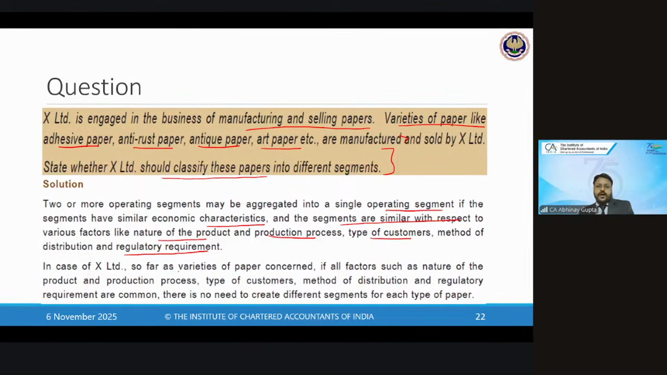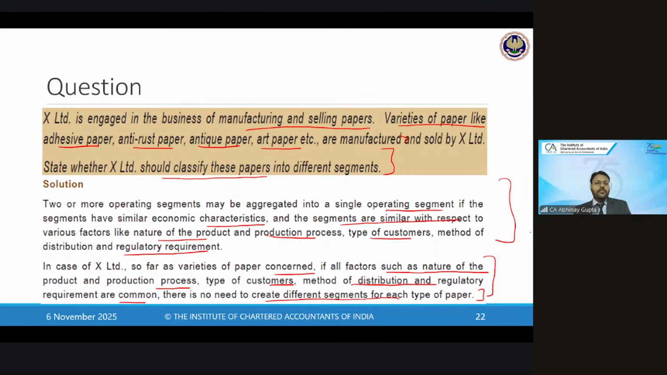In case of X Limited, so far as the varieties of paper are concerned, if all the factors such as nature of the product, production process, type of customer, method of distribution and regulatory environment are common, there is no need to create different segments for each type of paper, right? But if the production process is different and that is clearly established, or the nature of the customer is different, or the rules or regulatory laws are different for each product, then it will not be possible to aggregate and they are to be disclosed separately, right?